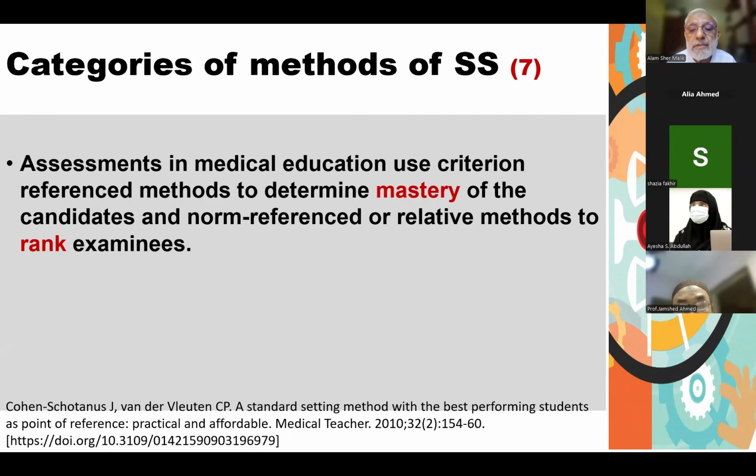Assessments in medical education use criterion reference methods to determine mastery of the candidate, and norm referenced are relative methods to rank the examinees. So we may use the criterion reference to make a result, and then to rank the students, we might use the norm reference, to identify the distinction students and good pass students based on that. So there we can use the norm reference to some extent.